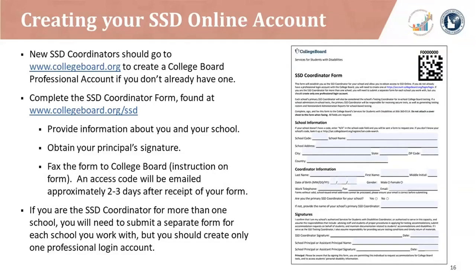New SSD coordinators should go to www.collegeboard.org to create a College Board professional account if you don't already have one. You'll complete the SSD coordinator form found at the website listed. You'll provide information about you and your school. You'll obtain your principal's signature, fax the form to College Board per the instructions on the form, and then an access code will be emailed approximately 2 to 3 days after receipt of your form.